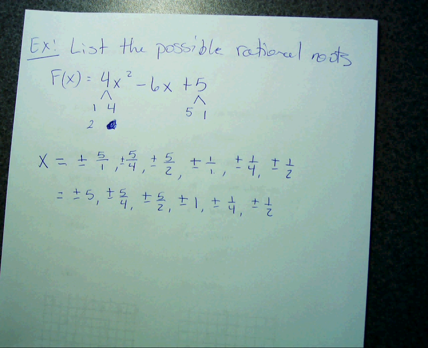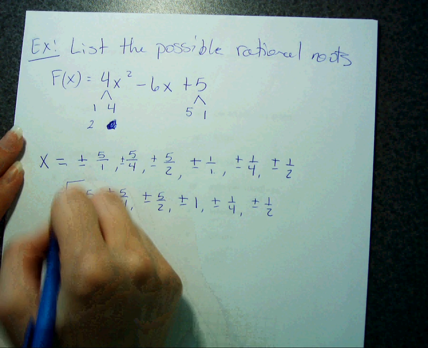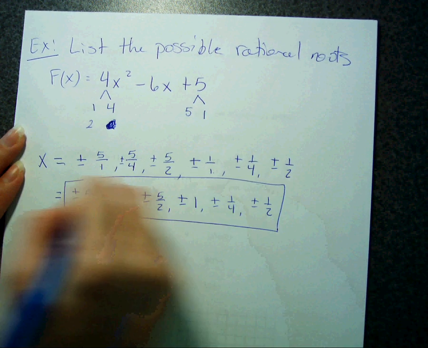And you can leave them as fractions. If you want to put them as decimals, they're all pretty numbers. I'm not going to have any repeating decimals or anything, so that would be fine as well. But these are all my possible rational roots.